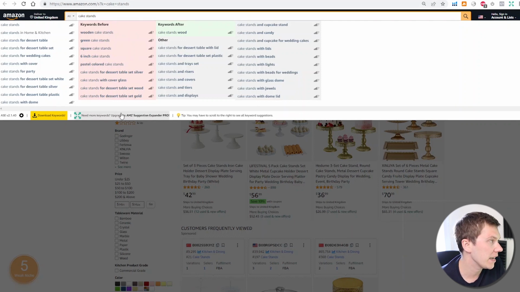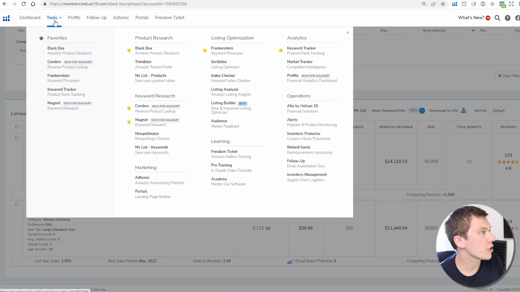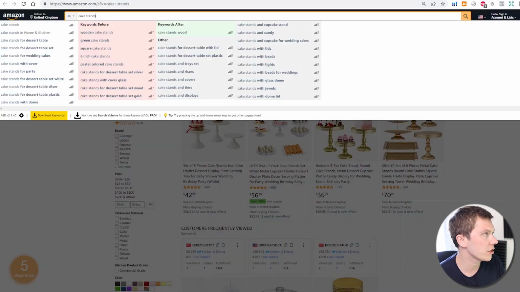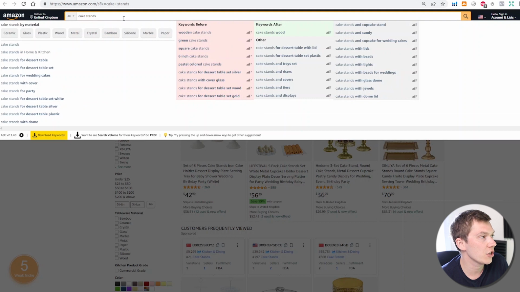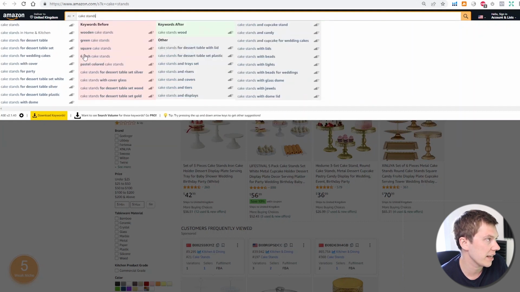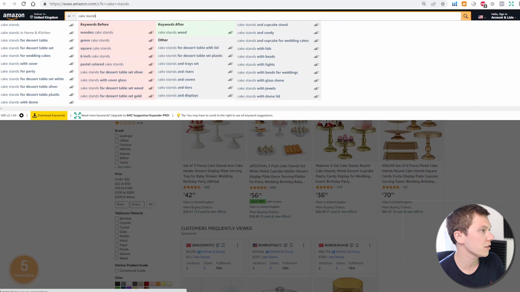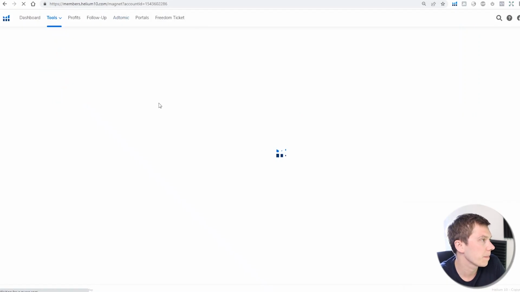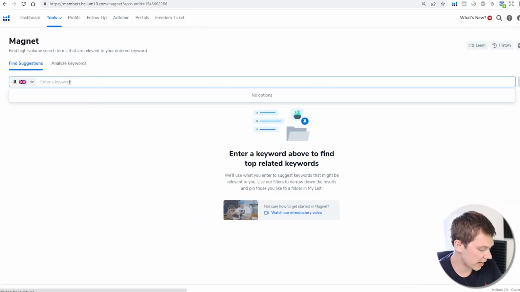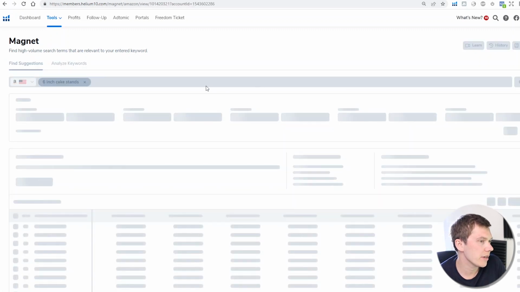Now, you do have to pay for the version to give you search volume, so that's why I prefer to use Helium 10. So you can either do that, or you can come into Helium 10, you can go into the magnet tool, which we're going to do, and then if you want to find the search volume associated with any of these, so let's say 6-inch cake stands, you come in to magnet, you type in 6-inch cake stands, you press get keywords, and then you wait for the results to load.